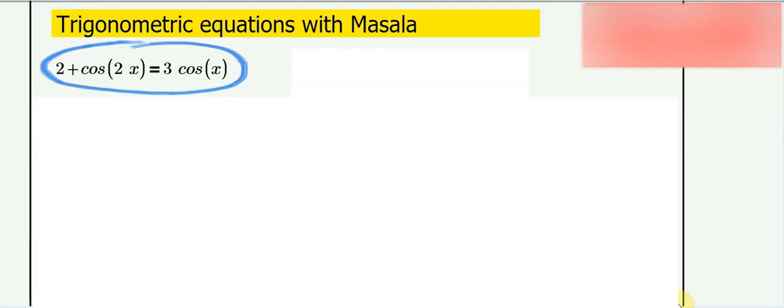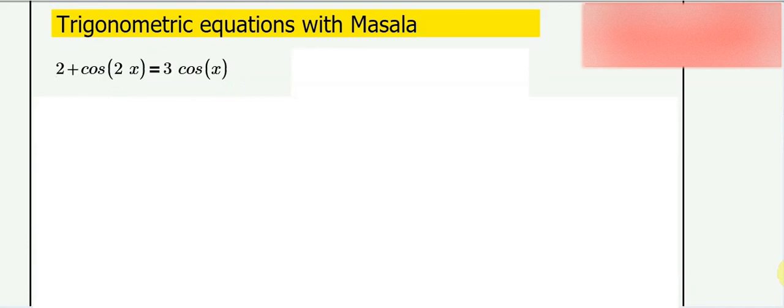Suppose I have now 2 plus cosine of 2x, and that's equal to 3 cosine of x. So in this problem, you're going to have to use a trig identity on the cosine of 2x. And there's a couple different trig identities that involve cosine of 2x.